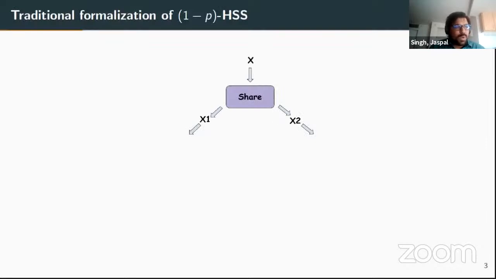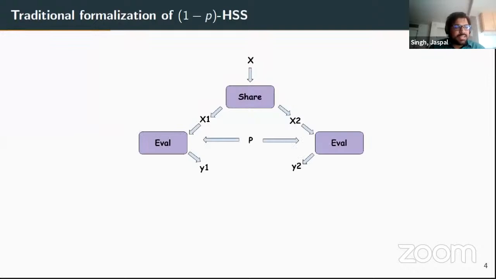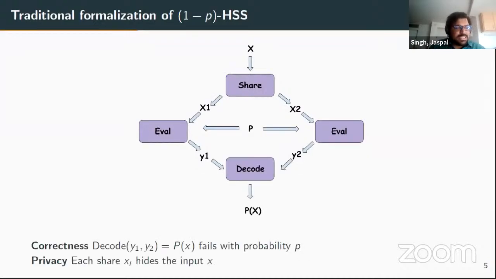So let's begin by defining what is HSS. The traditional definition of 2-party HSS consists of 3 algorithms. The share function is used to secret share the input X with 2 parties. Each party runs the eval algorithm, which takes as input a share of X, and it also takes as input a program description P. The output of eval is fed into the decode function, which outputs P of X. HSS is termed secure if it satisfies correctness and privacy. Correctness ensures that the decode outputs the correct value P of X with probability at least 1 minus p. And privacy ensures that each share Xi individually hides the input X.